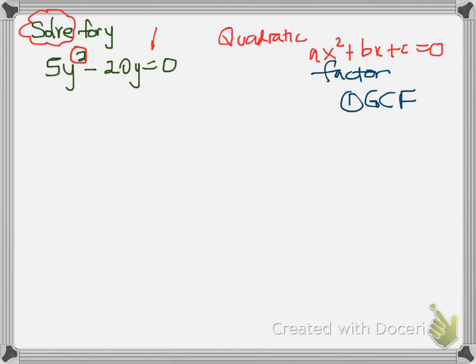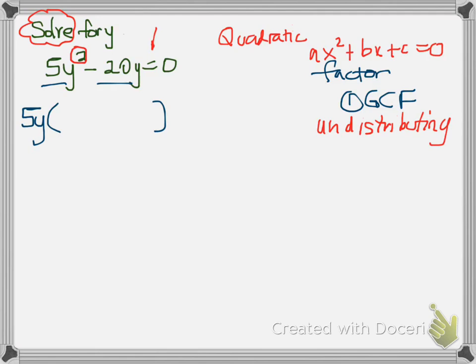I ask myself, okay, do these two terms have anything in common? They do. So what do they have in common? A 5 and what else? And a y. So I need to factor out 5y. Whenever I factor out 5y, remember that greatest common factor, I'm going to put a little note under here: greatest common factor is undistributing. So we know that we take the distributive property, and that's what it should look like. It's going to look like the distributive property, okay?